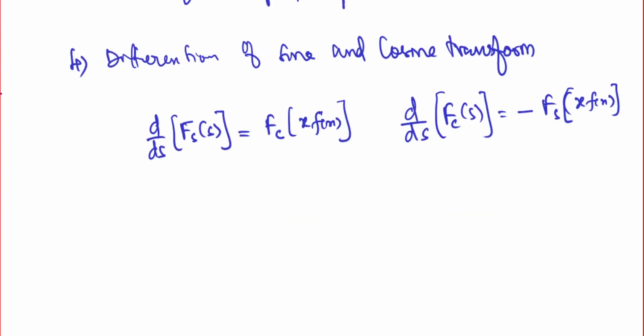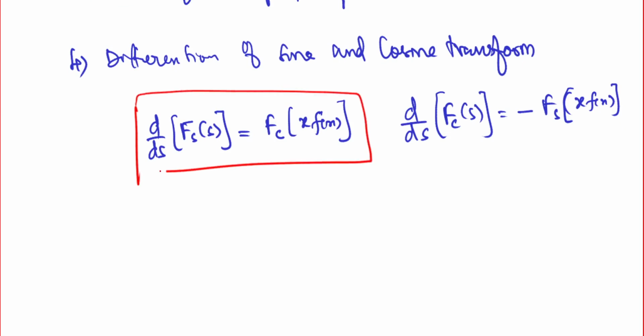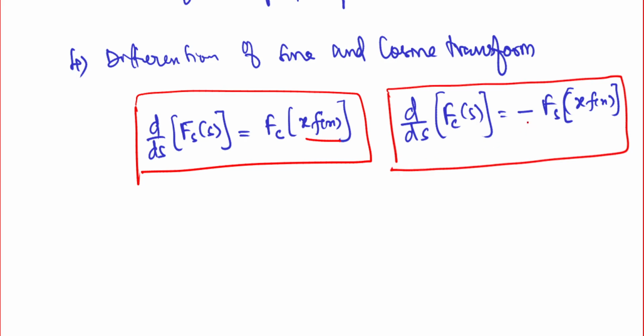So these two are very important properties. The first one is, if you differentiate the Fourier sine transform, you're going to get the Fourier cosine transform of x into f of x. The second one is, if you differentiate the Fourier cosine transform, you're going to get minus the Fourier sine transform of x into f of x. Of course, the proof is there in any standard textbook, so please go through it. As I said, I'm going to solve only the problems.